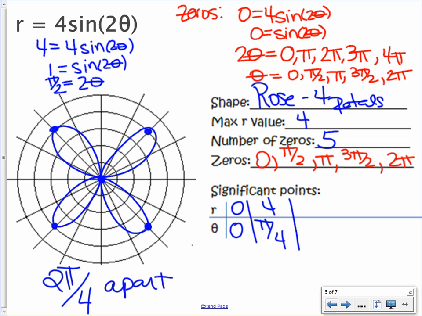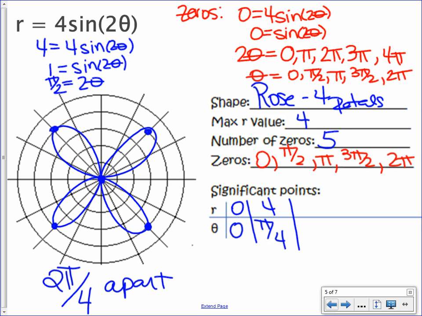Yes? For up there in the blue, why did you put a 4 in for r? We needed to know where our first petal was, and we know that our petals are 4 away. But you're right, it's not max. Will it usually equal 1? That was why we did it, yes. It will always equal 1. So if that's the case, where does this equal pi over 2? That's fine too.